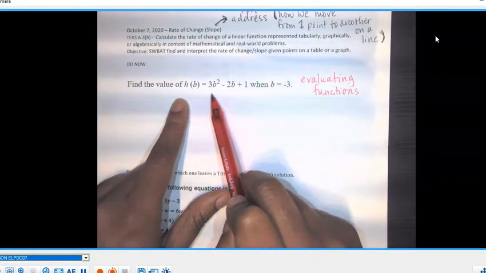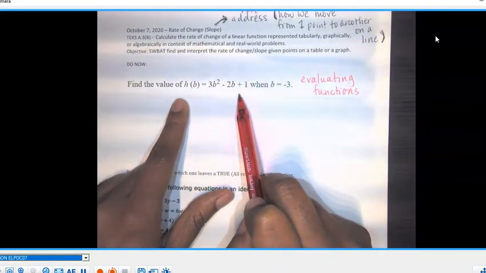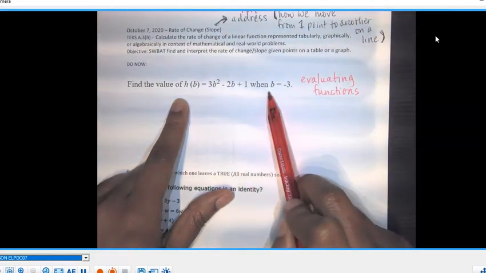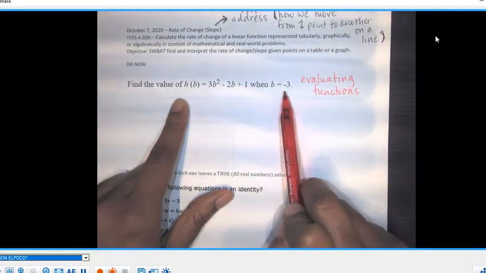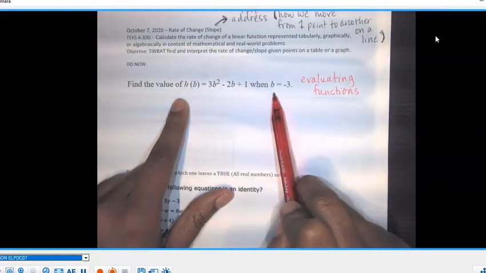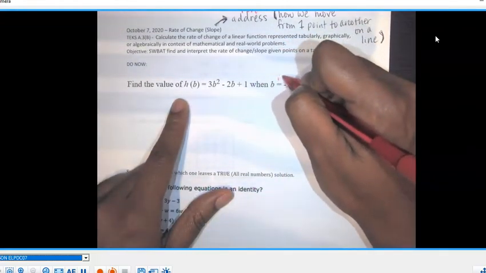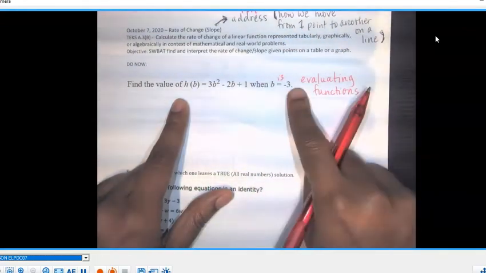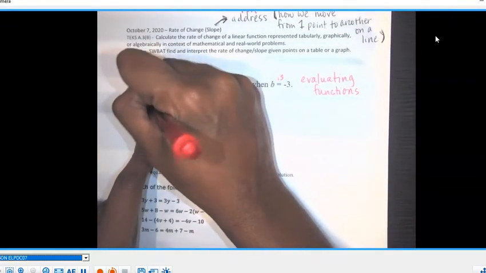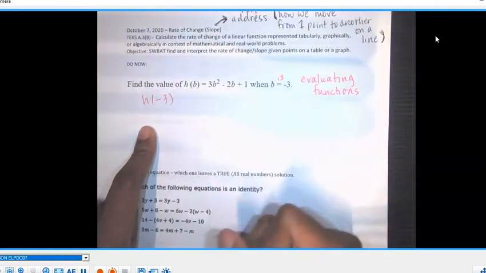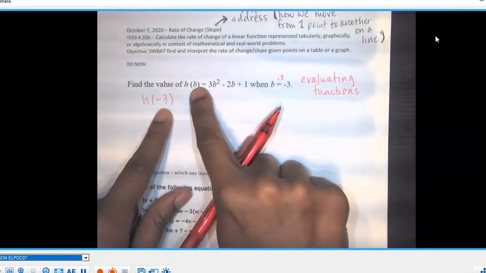Here is the actual function that they gave you, and they want to know what would be the value of this when b is equal to -3. Okay, so since b equals -3, we're going to take that -3 and plug it into the parentheses. So you should write H, open parentheses, -3, because that's my B value.